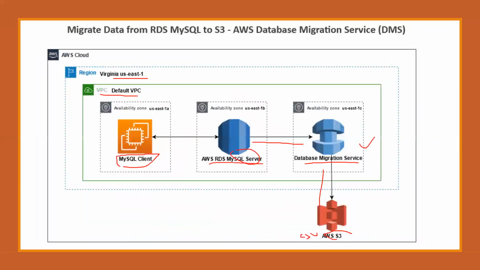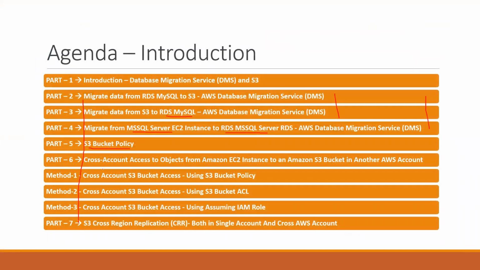And next, 6 is cross account access. Suppose we have 2 AWS accounts, then how can we access an object from an EC2 instance in the other account's S3 bucket of Amazon? In this case, there are 3 methods. First, we can create cross account S3 bucket access using the bucket policy. This is the first method. We can apply some access to the bucket.